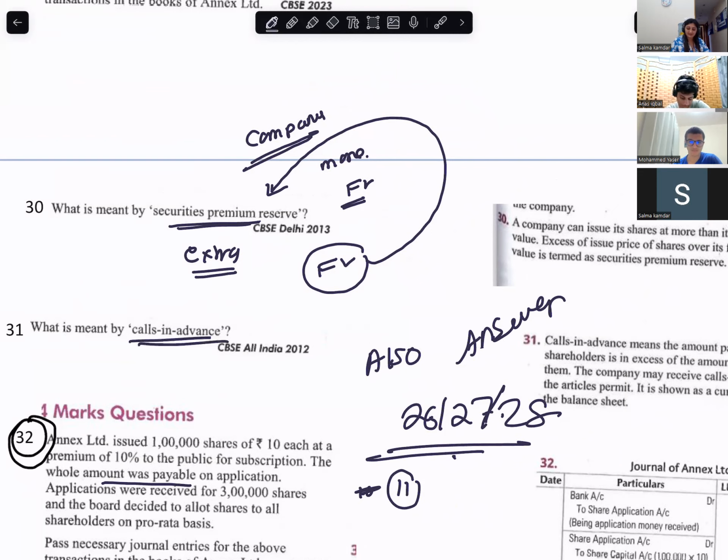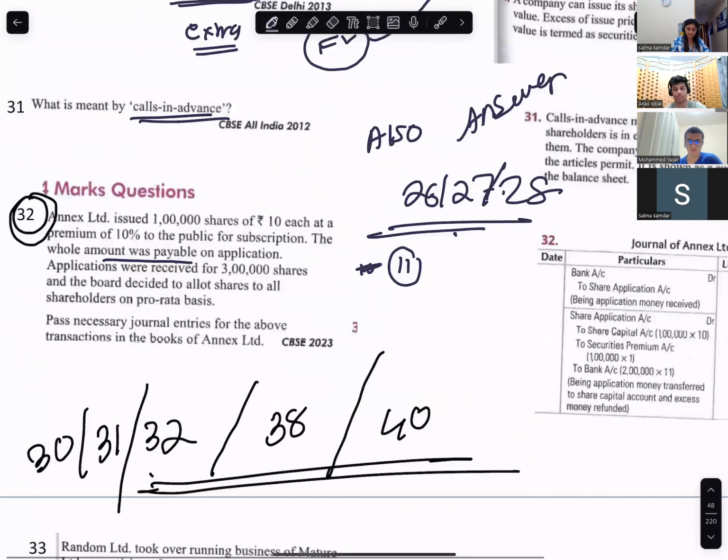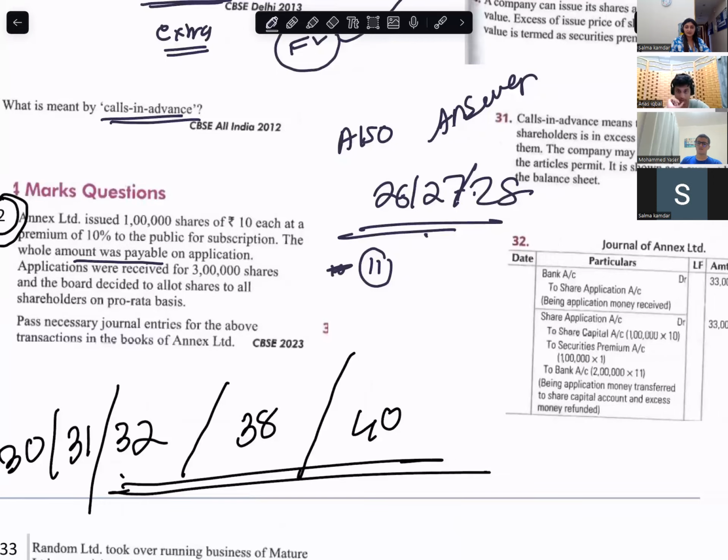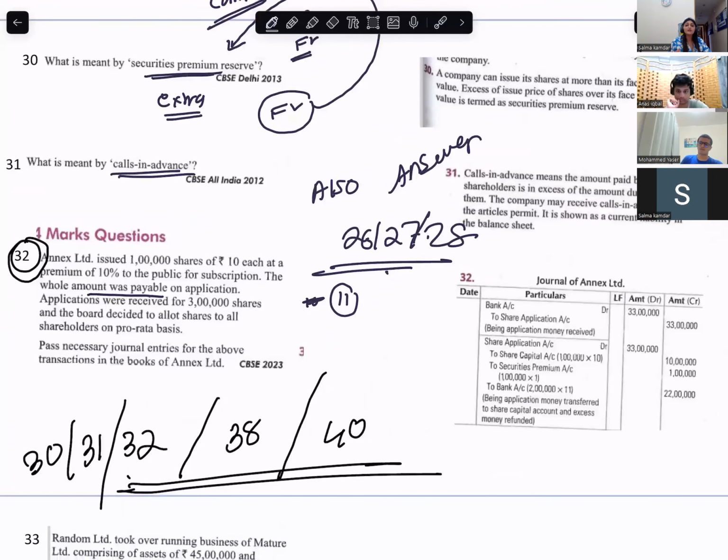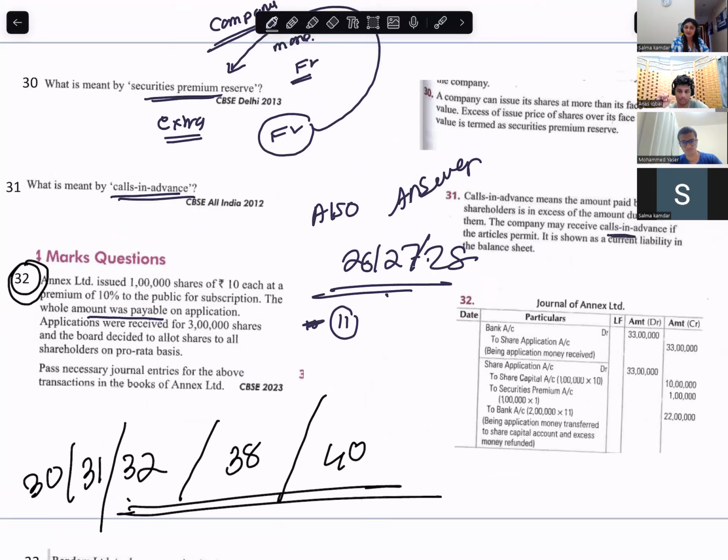What is meant by calls in advance? Received extra money. When your shareholders pay you more money than what you have asked for, that extra money is called calls in advance. And where is calls in advance shown? It is shown as a current liability.